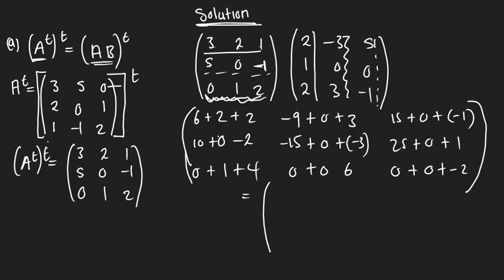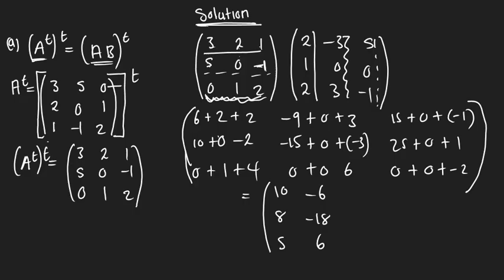6 plus 2 is 8, 8 plus 2 is 10. 10 plus 0 minus 2 is 8. 0 plus 1 plus 4 is 5. Negative 9 plus 0 plus 3 is negative 6. Negative 15 minus 3 is minus 18. 0 plus 0 plus 6 is actually 6.